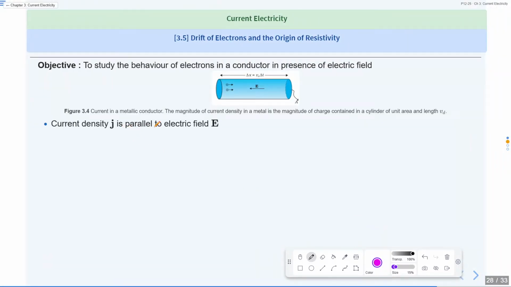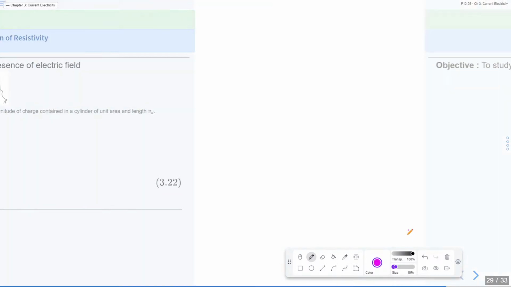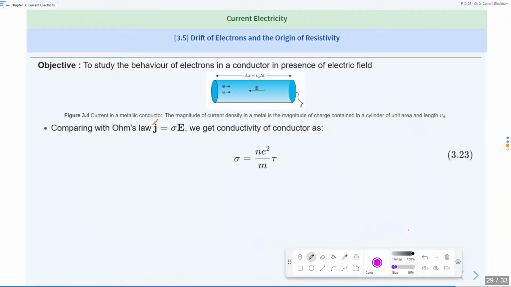Current density J is parallel to electric field E. So J is equal to n e square tau by m times E. This is the expression. According to the vector form of Ohm's law, J is equal to sigma E, so sigma is the conductivity. Conductivity is a measure of how easily a conductor allows electric current to pass through.